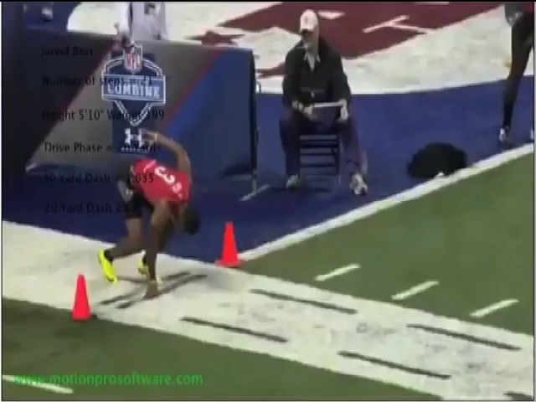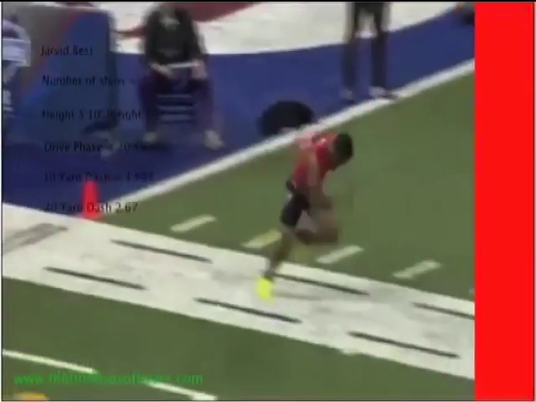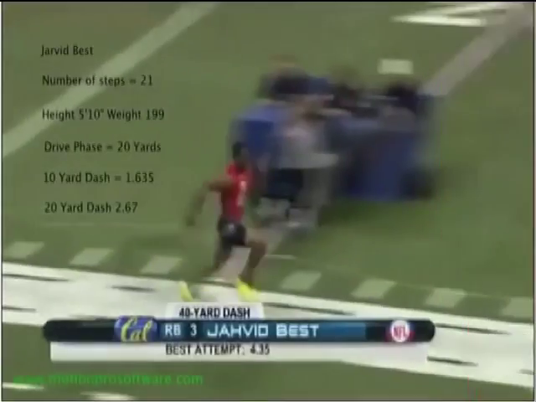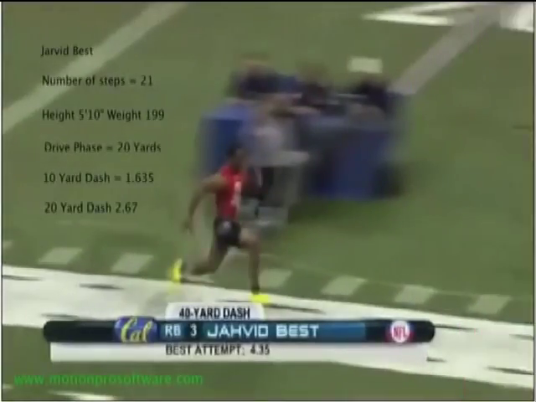In the video, you can see how power is generated by the mass of the athlete and the amount of force generated into the ground, which causes more velocity for this specific athlete.